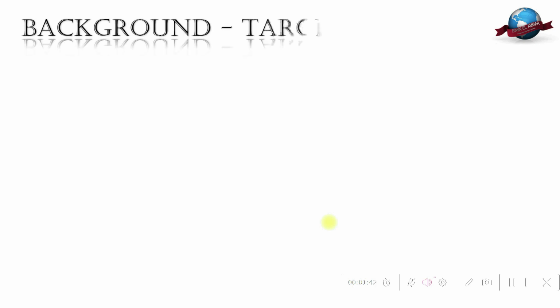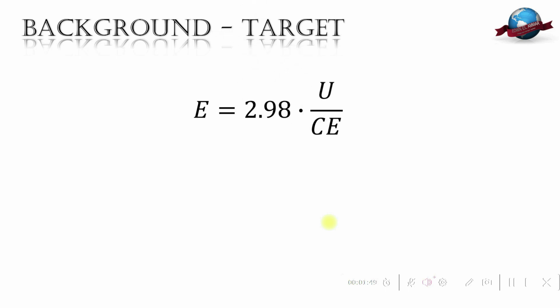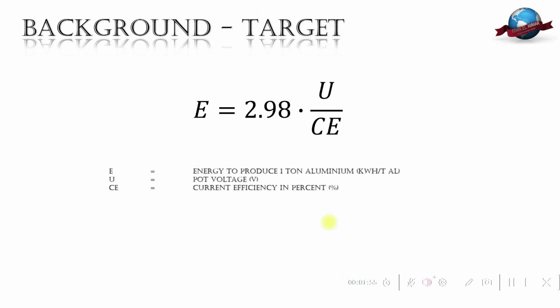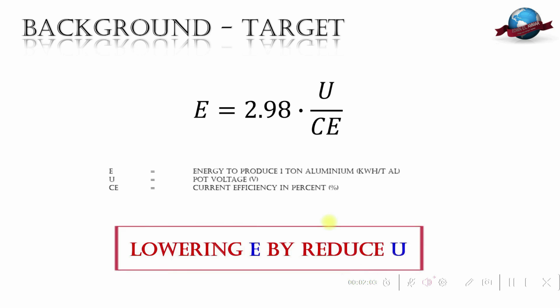Background, target. A equals energy to produce 1 ton aluminum, kilowatt-hour per ton aluminum. U equals spot voltage, V. CE equals current efficiency in percent. Lowering A by reducing U.